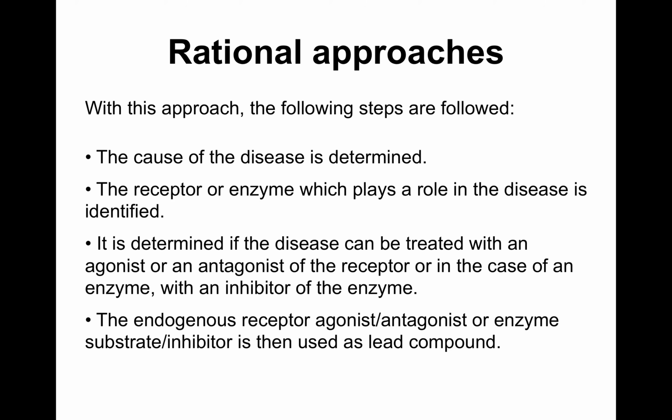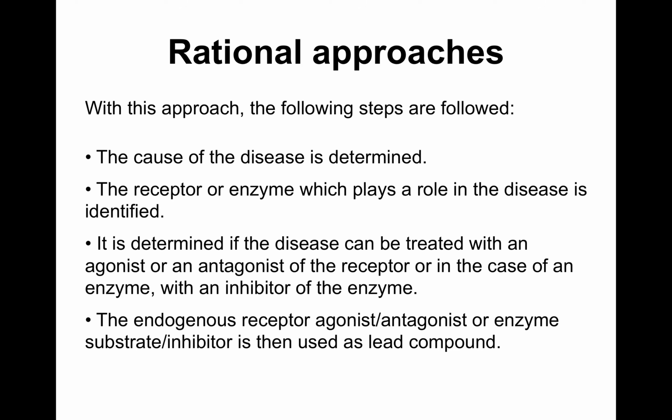So what you do here is you actually know what the structure of the receptor and the enzyme looks like, the protein structure of that. And then you can use that protein structure to study it and determine which type of molecules may interact with the receptor and the enzyme. And what you can also use, for instance, for lead compounds, is to look at endogenous receptor agonists and antagonists, or enzyme substrates or inhibitors that are used as lead compounds.